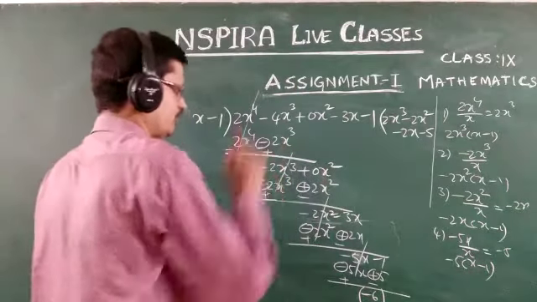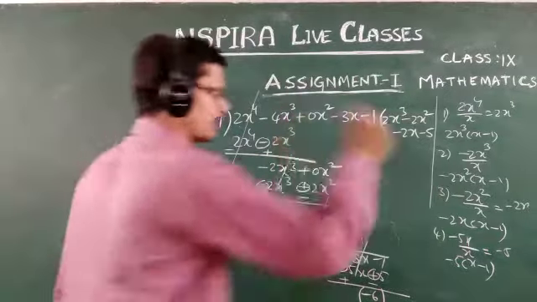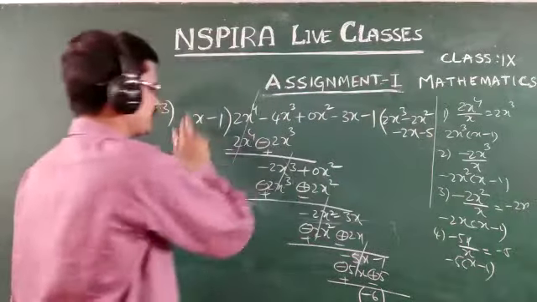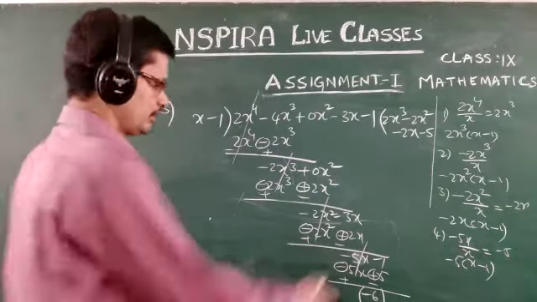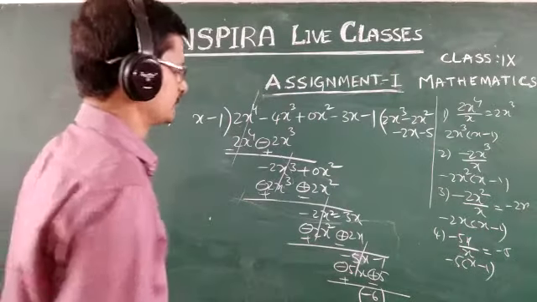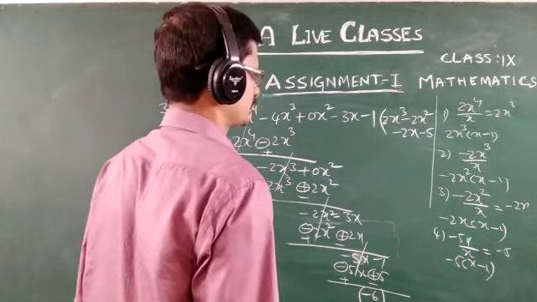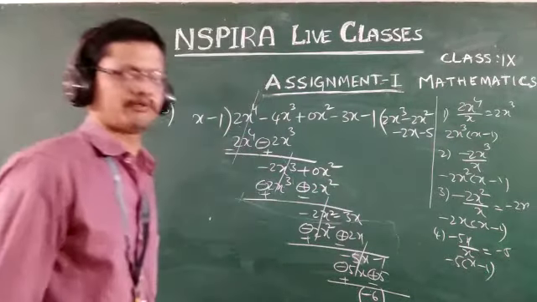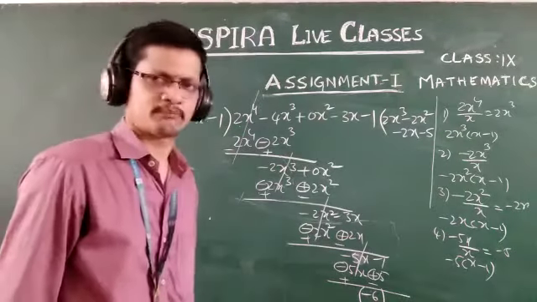Again this is the new dividend. Divide the first term of the dividend by the first term of the divisor. Write that value here and multiply with x minus 1. Continue the process. Now we got the remainder minus 6 and the quotient 2x cube minus 2x square minus 2x minus 5. Check by the division algorithm, which means dividend is equal to divisor into quotient plus remainder.